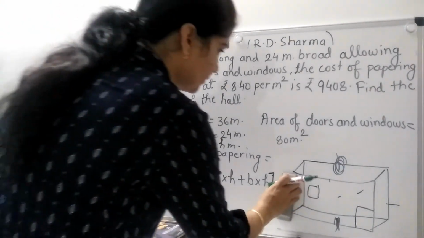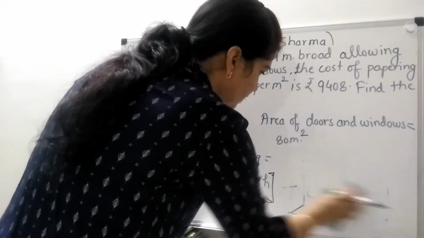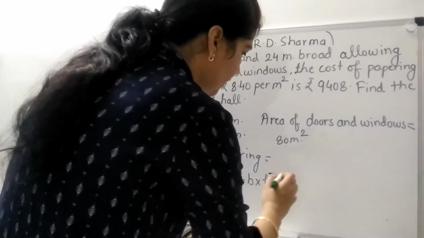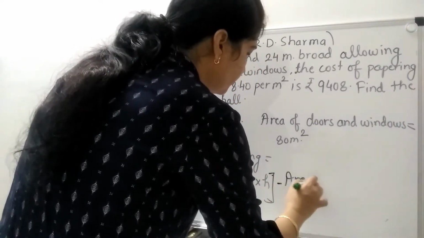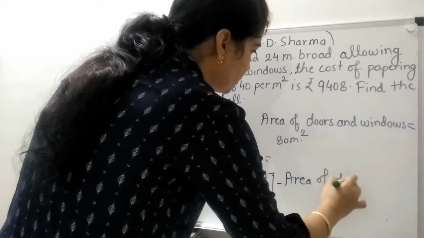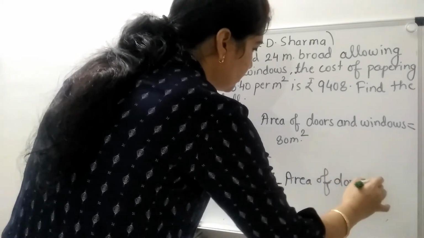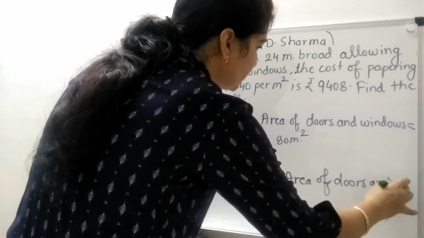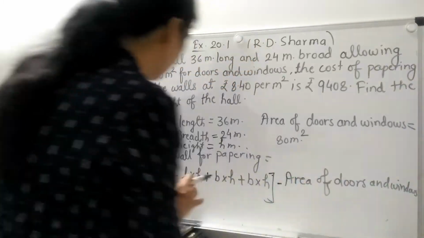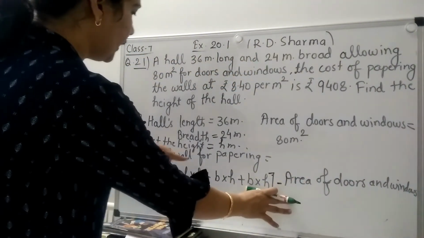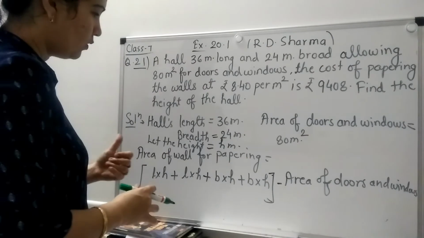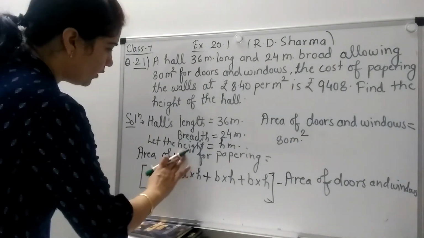minus area of doors and windows. So whatever you will get here, the answer, that will be the area that we have to use for papering. So area of hall, it's not wall.